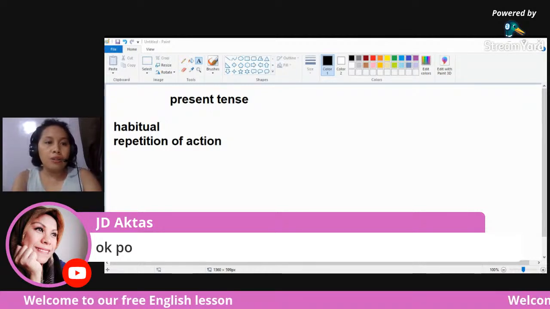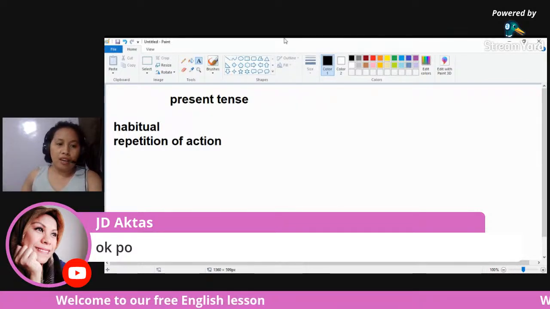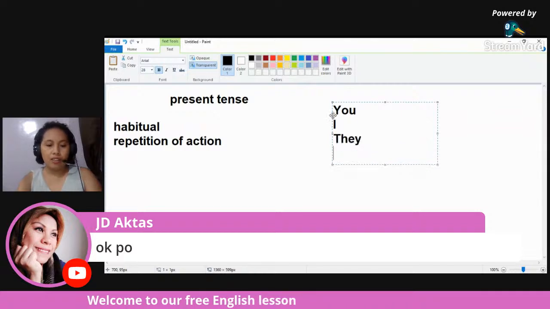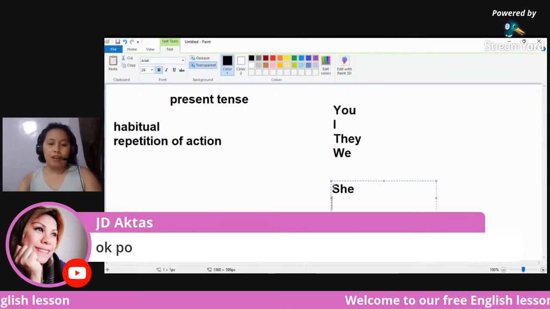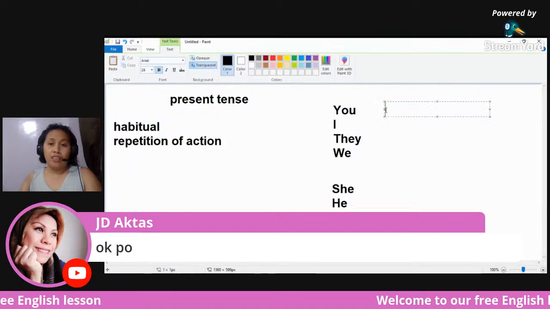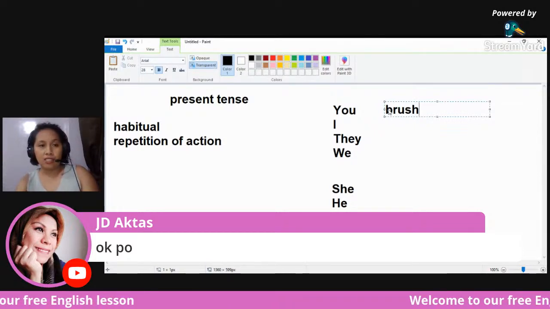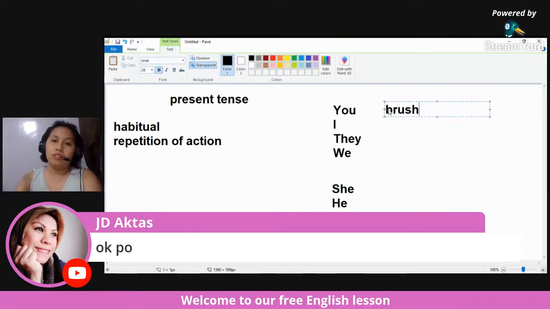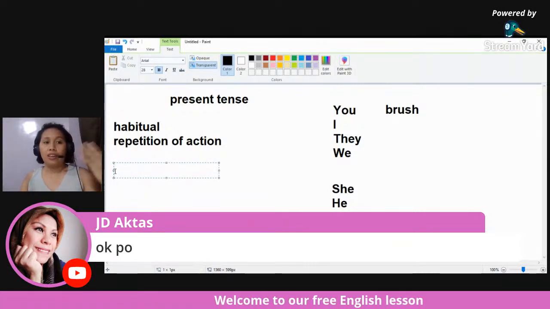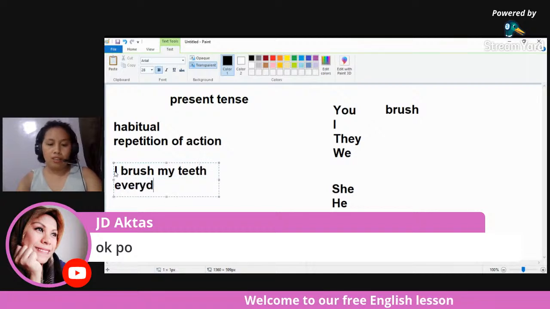Okay, so now let's go here. Again, present tense, this is habitual and has a repetition of action. And always remember that, for example, we have the subjects you, I, they, and we. Okay, and we also have she, he, and it. For you, I, they, we, our action word is just simple, no S or ES. And again, this is habitual. For example, I brush my teeth every day. See, every day I do the action again and again. And it is also a habit for me. So I brush my teeth every day.